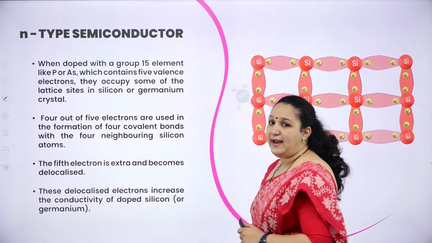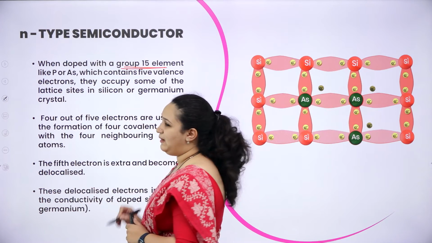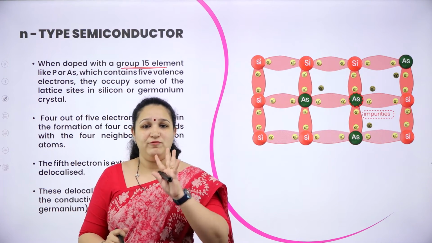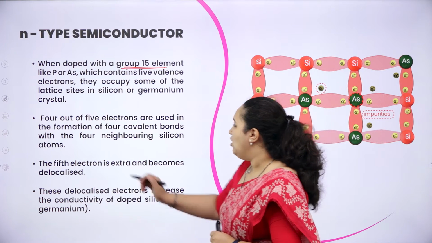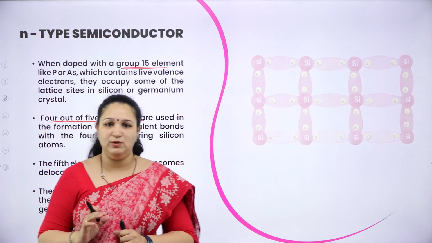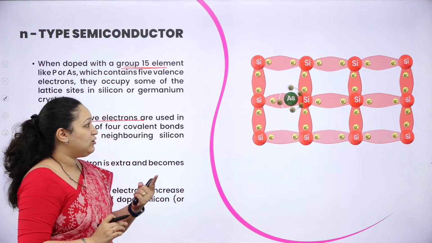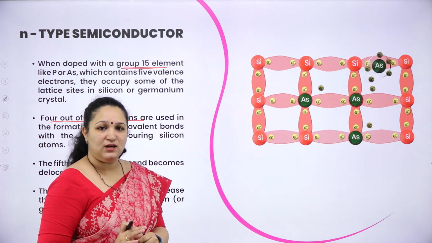First one, N type of semiconductor. It is doped with a group 15 element. A group 15 element has 5 valence electrons. 4 out of the 5 electrons are used in the formation of the bond. So there is 1 electron which is in excess, which is delocalized, which increases the conductivity.